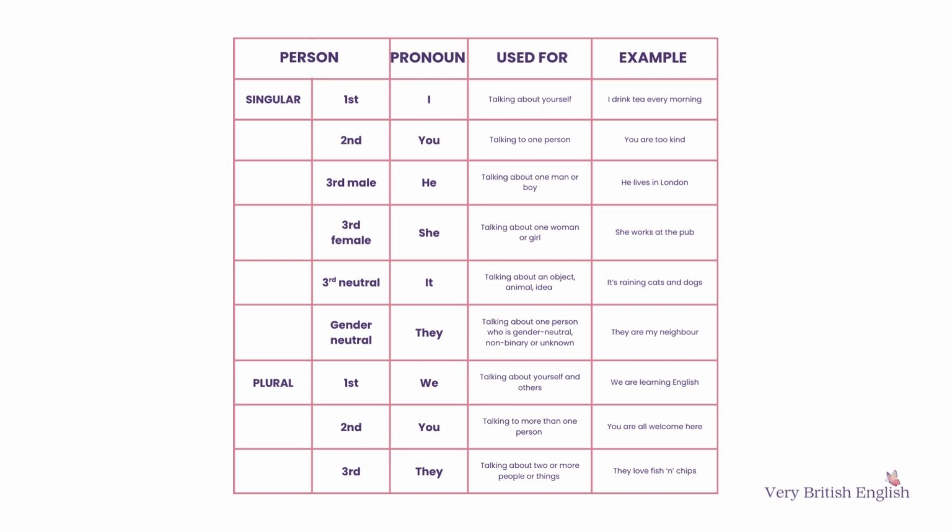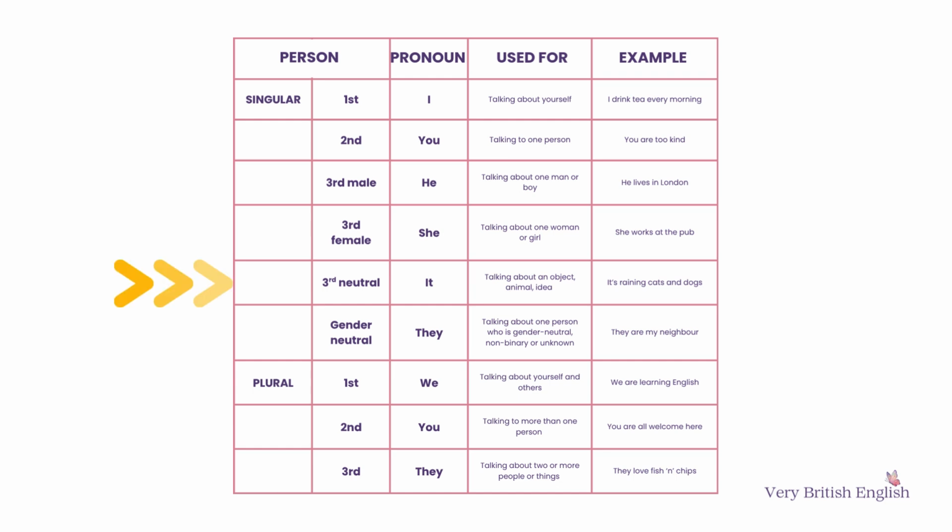The pronoun for the third person singular in the feminine form is she. Used for talking about one woman or girl. For example, she works at the local pub. She enjoys talking to people. She is our go-to when speaking about one woman or girl.